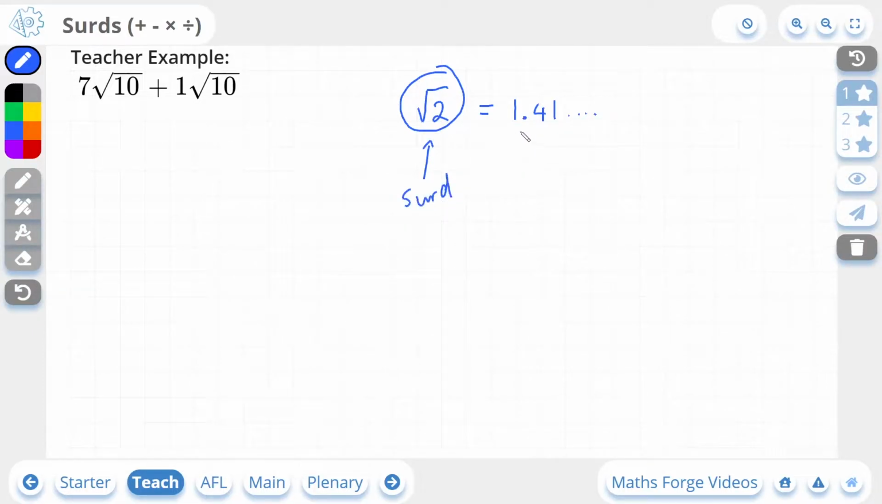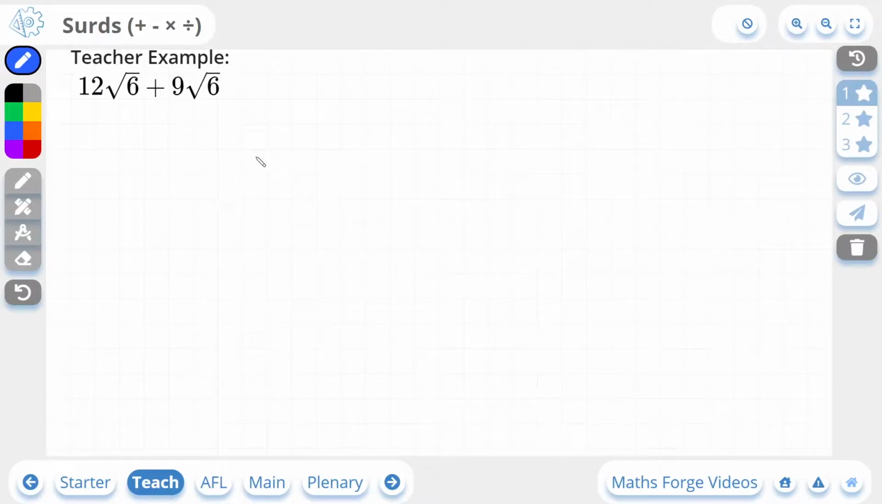And of course, if you're thinking of a number that's 1 larger than this, so 2.41, and then it keeps going on forever, well, this is just going to be 1 plus root 2. And of course, this entire number here is a surd. It will give us the exact same number as the square root of 2, but exactly 1 higher than it. So a surd is an irrational number represented by the square root of a number, or a combination of the square root of a number and whole numbers.